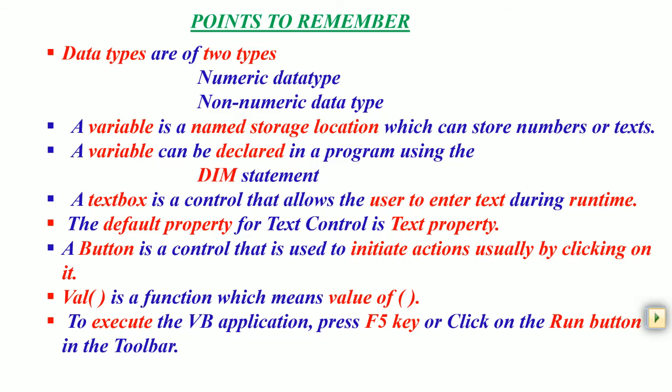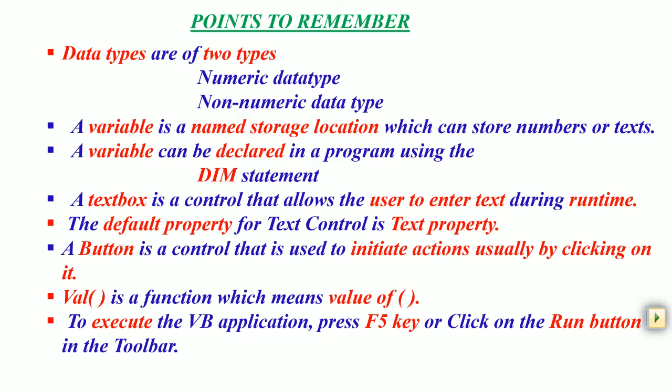So let us go through the points to remember. Data types are of two types, numeric and non-numeric. Numeric data is of 7 types and non-numeric is of 4 types. Variable is a named storage location. It can store either a number or text. The value can be changed during execution. Using the dim statement, you have to declare the variable.